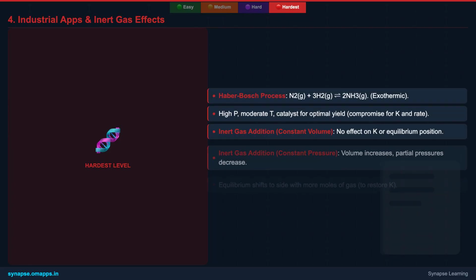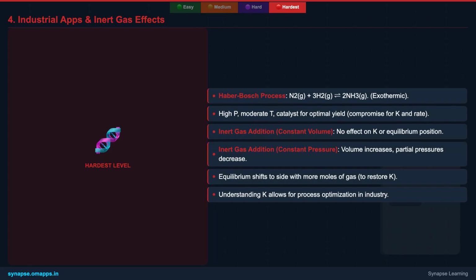Finally, let's look at the practical impact. Understanding the equilibrium constant is vital for optimizing industrial processes like the Haber-Bosch synthesis of ammonia or the contact process for sulfuric acid. Engineers carefully adjust temperature, pressure, and use catalysts to shift equilibrium, maximizing product yield and economic efficiency. We also need to consider the subtle effects of adding inert gases. At constant volume, there's no effect, but at constant pressure, it can shift the equilibrium by changing partial pressures. This knowledge is what separates theoretical understanding from real-world application.